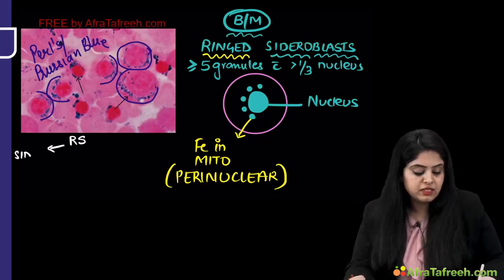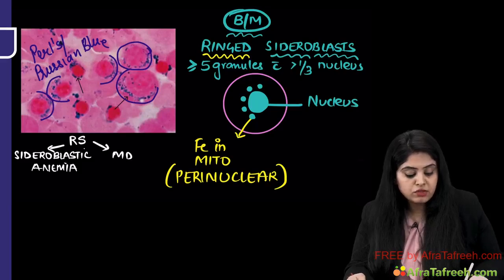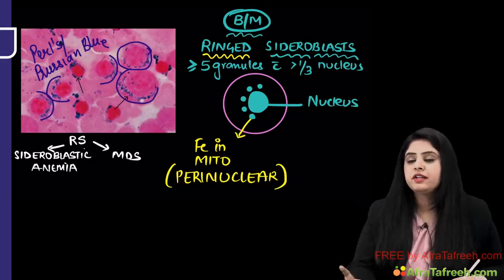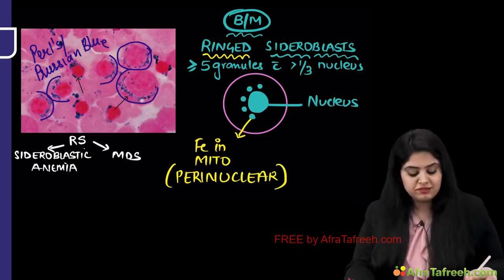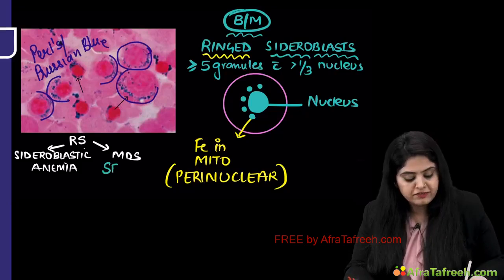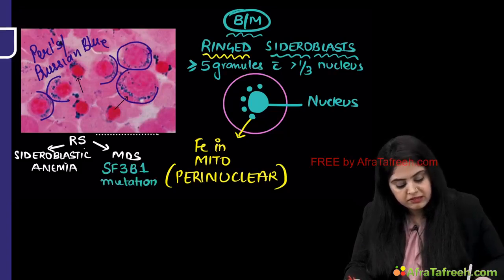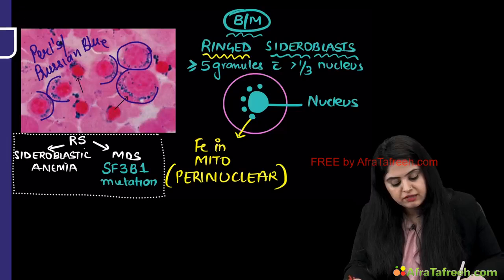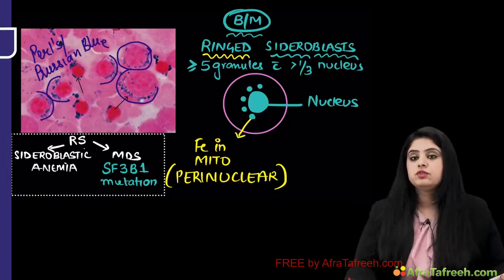Number one, common sense, sideroblasts will be seen in sideroblastic anemia. Where else will I talk about it? I will talk about it in myelodysplastic syndrome when we go further and study the last part of the WBC chapter. Please refer, I have told you, myelodysplastic syndrome shows a mutation called SF3B1 mutation. And SF3B1 mutation is associated with ringed sideroblasts. This information is important only for the higher institute exams like INI-CET and so on. These are the two situations in which you see ringed sideroblasts.